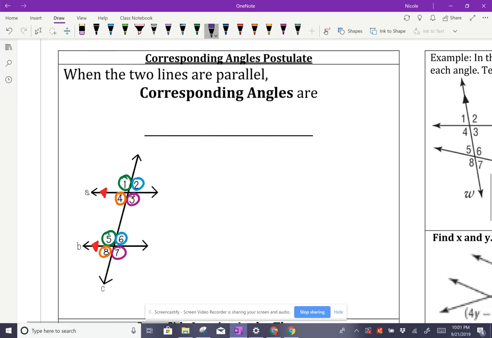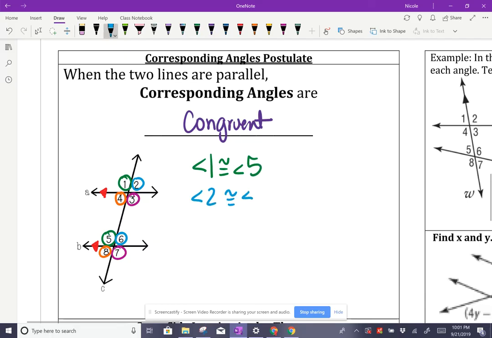Now the relationship with these is that corresponding angles are also congruent. If you guessed that ahead of time, good job. There's a lot of congruent information provided. So angle 1 is congruent to angle 5. Angle 2 is congruent to angle 6. Angle 4 is congruent to angle 8. And angle 3 is going to be congruent to angle 7.